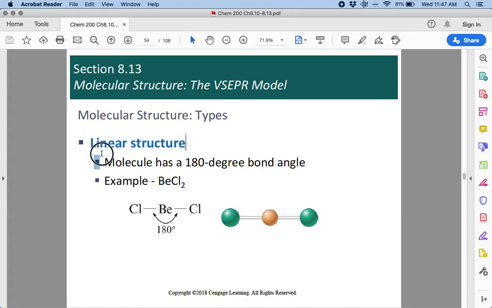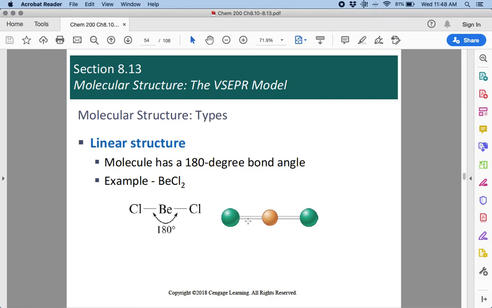So the first structure we're going to talk about is a linear structure. And this would be, here's our person and here's our two dogs. A molecular example of this would be beryllium chloride. What we have here is our central beryllium and two chlorines. There are only two electron groups here: the bonding pair in this bond and the bonding pair in this bond. For them to be as far away from each other as possible in 3D space would be 180 degrees away from each other. So this is literally a line.